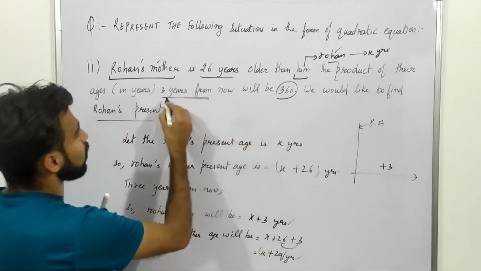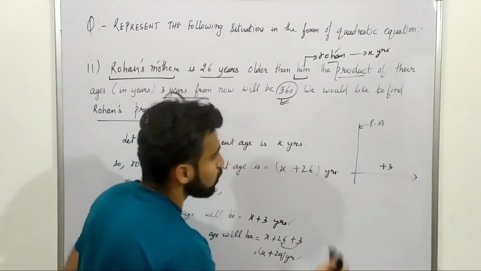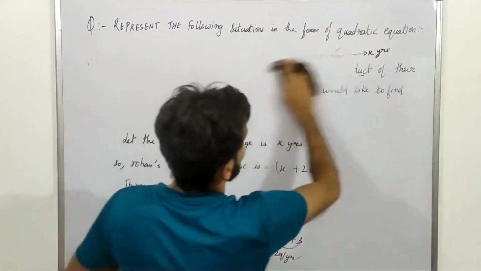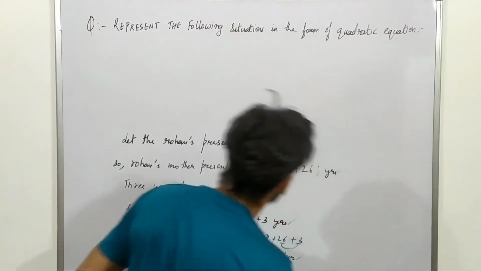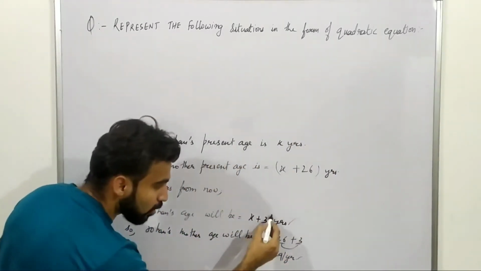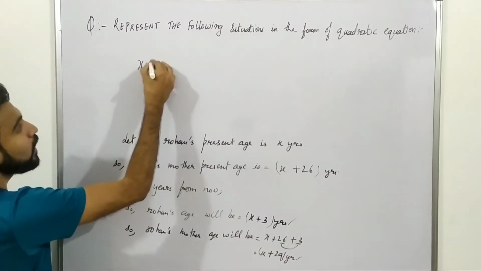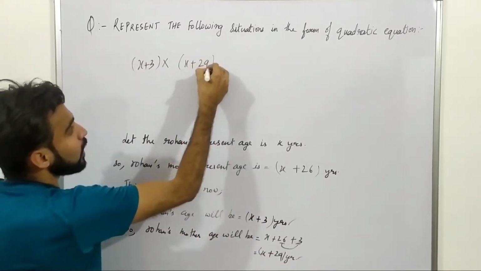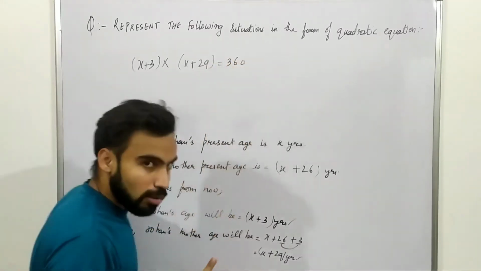Now you can see in the question that the product of their ages is given as 360. So first let me rub some space here. Now what I will do is take the product of the ages 3 years after of both. So that will be x plus 3, into the mother's age, that is x plus 29, equal to 360, which is given to you. Remember?